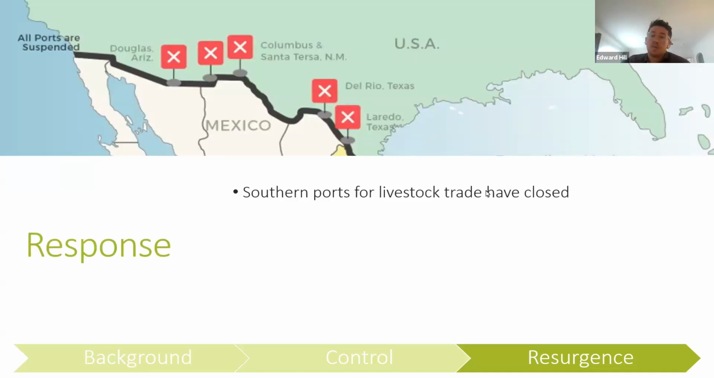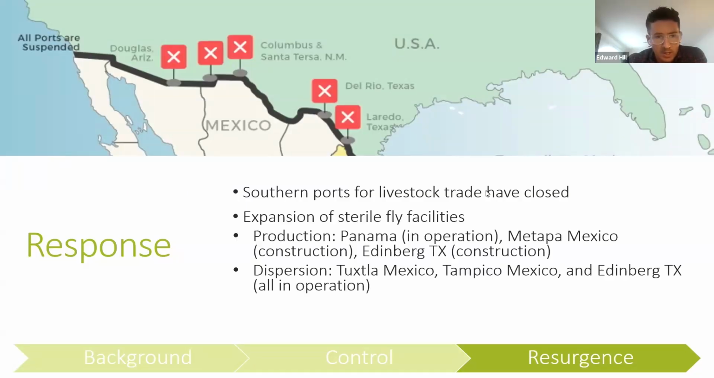So the USDA has responded to this epidemic by doing multiple things. They've closed the five southern ports for livestock trade. So those are all closed. You can see that in this map right now. This is recent, as of spring 2026. We've increased sterile fly production. Copeg was rearing 20 million flies per week back when things were in check, and now it's making 100 million flies per week.